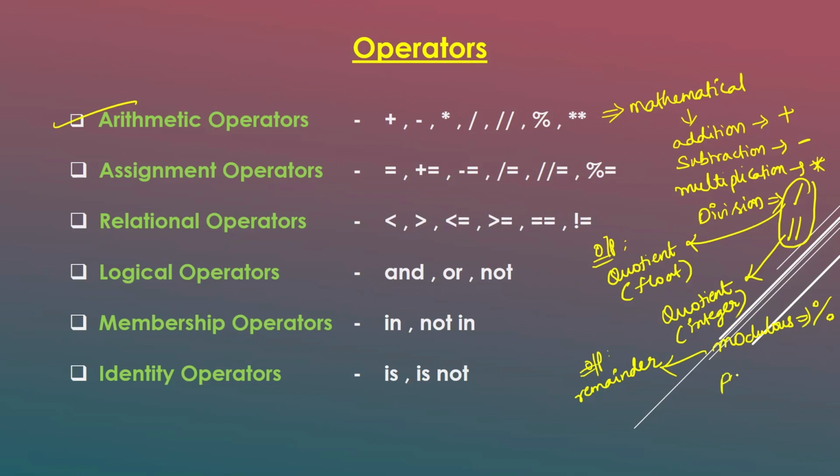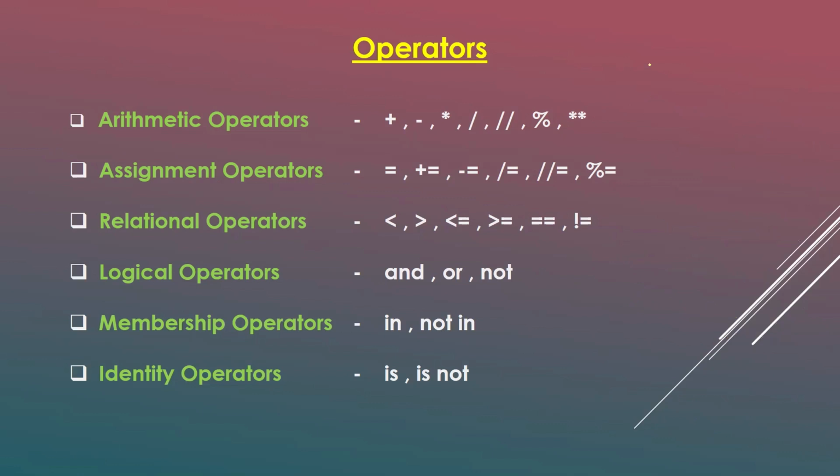And if you want to find the power, we will make use of the star star symbol. For example, if I want to find 5 square, we cannot denote it in that way. So instead, we make use of 5 star star 2. So the output will be 25. Let's discuss one by one.